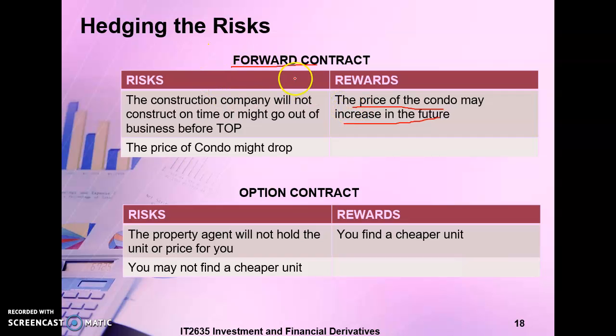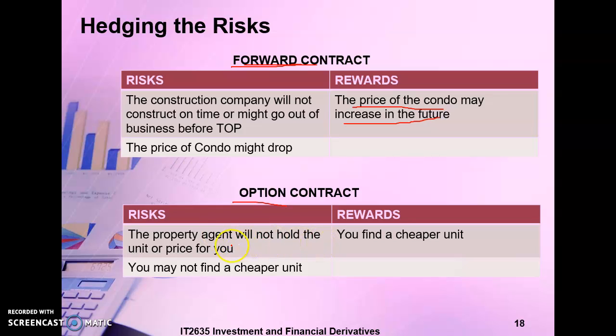Because you have gone into a forward contract. Whereas in the option contract, you have the option to walk away, right? So you can say, okay, give the agent, just now we saw, give the agent $1,000, so the agent can actually hold the house for you for a week, right? Hold the house for you for a week, 1.2 million, right? But you only put 1K, right?